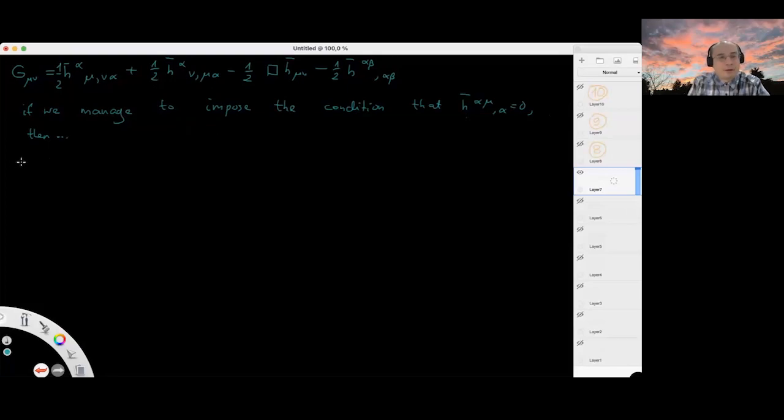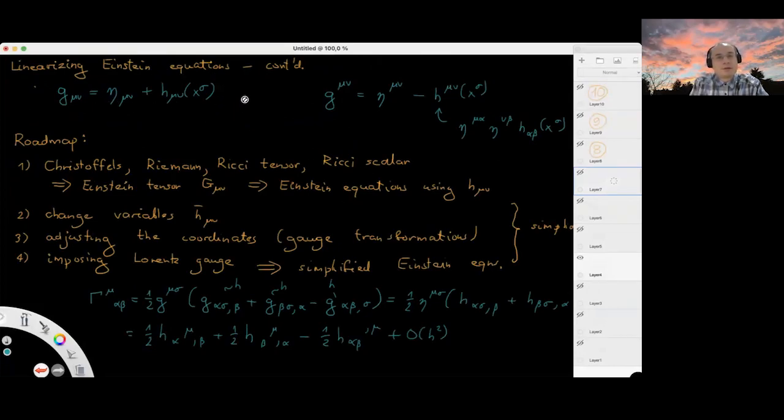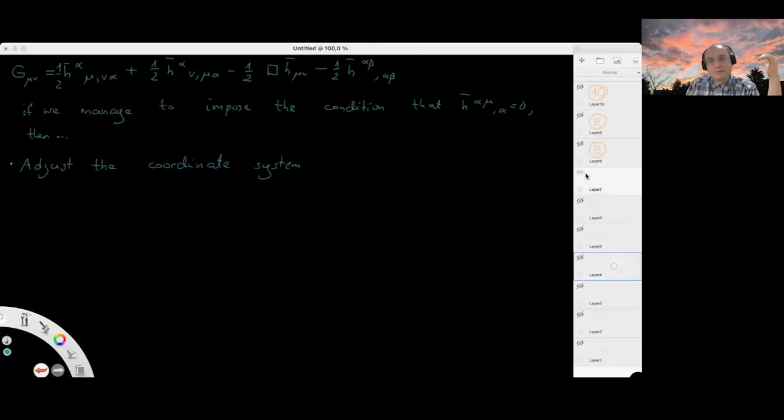However, there is some room for maneuver left. Namely, we can adjust the coordinate system. So we are working in a coordinate system in which this is true, with h being much smaller than one. What can you do to the coordinate system without changing this condition? Well, you can certainly do Lorentz transforms. So you can take x^α to some kind of Λ^α_{β'} x^β plus maybe some constant c_{β'}. And that's just a Lorentz transform.